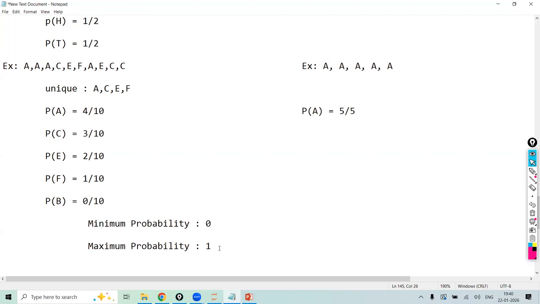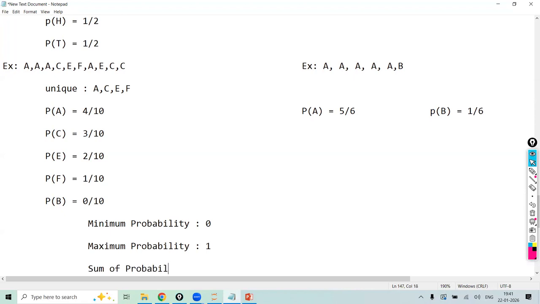This is one of the important questions in the certifications. The range of probability lies between 0 to 1. Never does it cross more than 1. Never does it go less than 0. For example, if I have here 1 B as well, then the total values are 6. What is the probability of A? 5 by 6. What is the probability of B? 1 by 6. Total 6 are there, right? Out of 6, how many A's are there? 5. How many B's are there? 1.